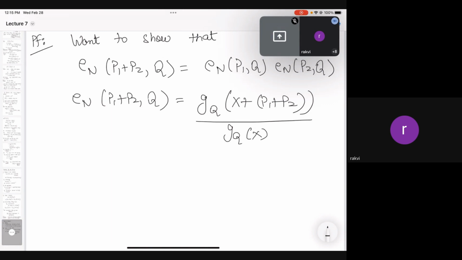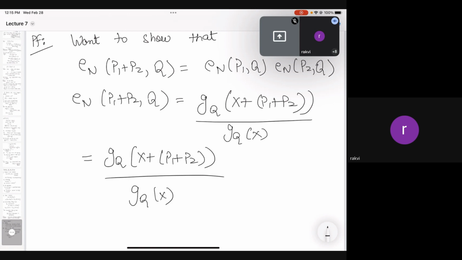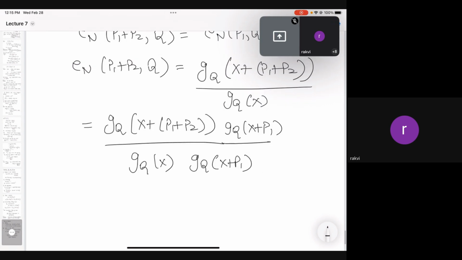Here I'm going to do a small trick. I'm going to manipulate this ratio a bit so that I can use what I want to prove. I'm going to multiply and divide this ratio by G_Q of x plus P1, and do the same thing here. Let me rearrange the terms a bit so that it's easier to visualize what I will say next.